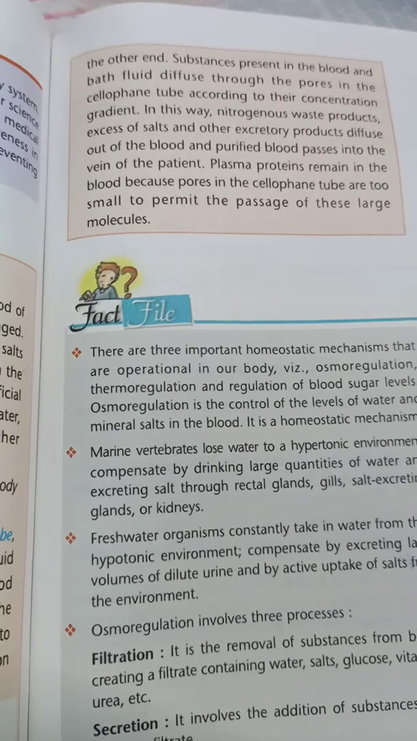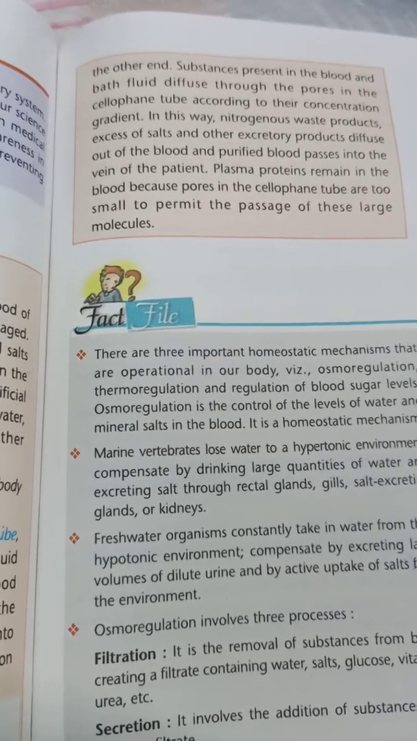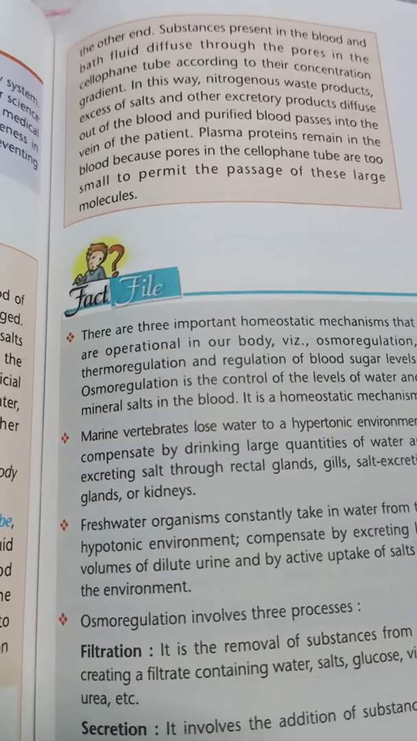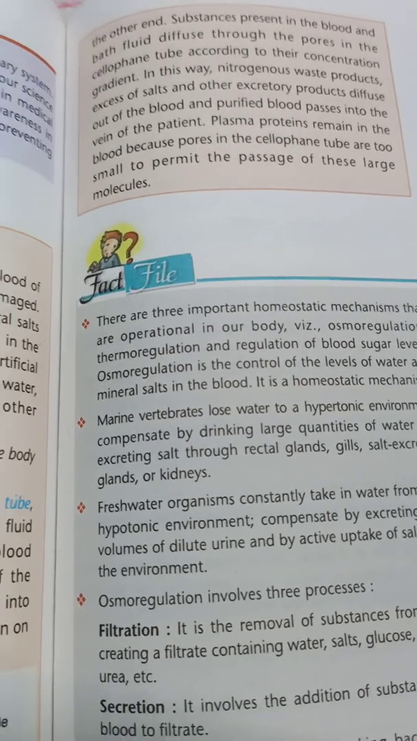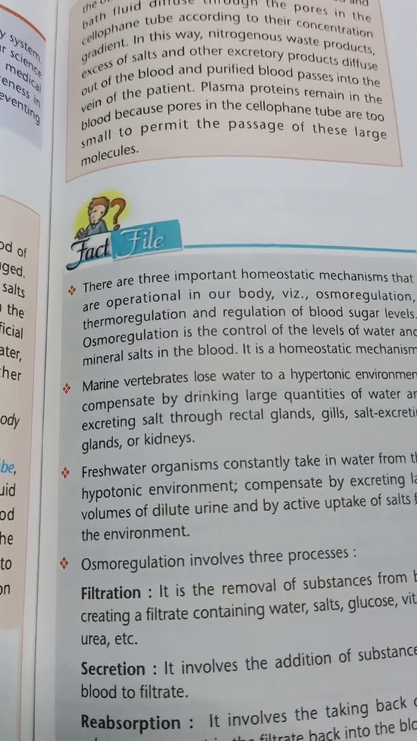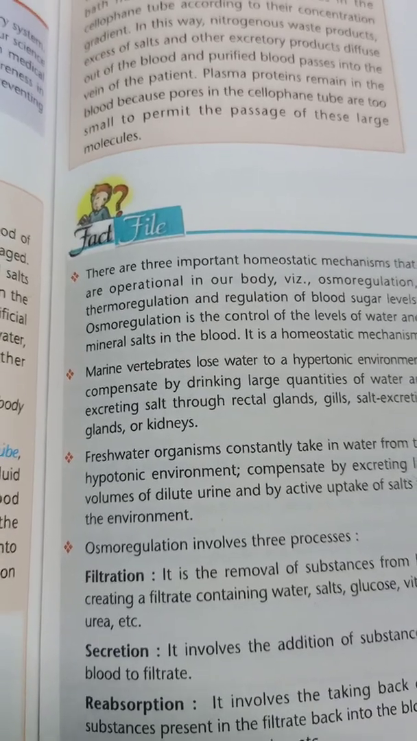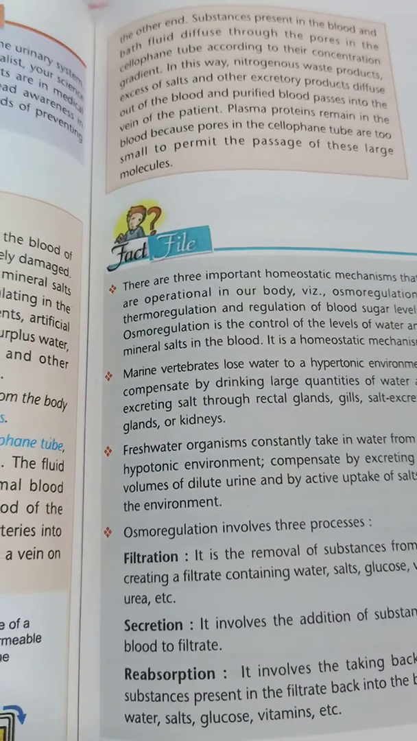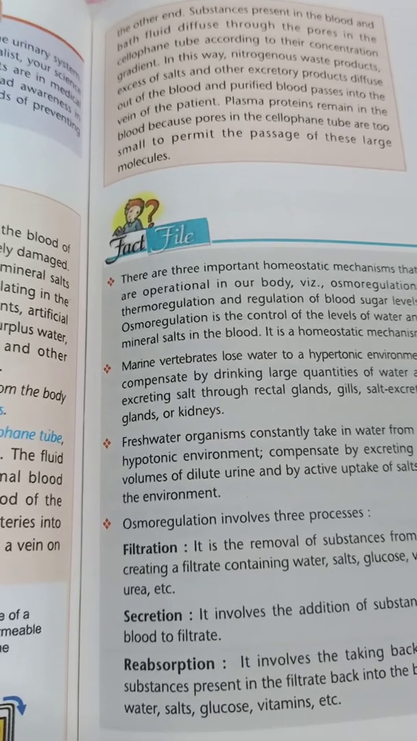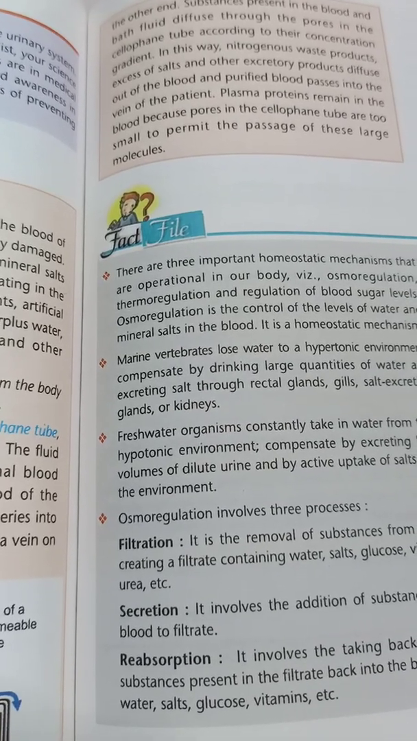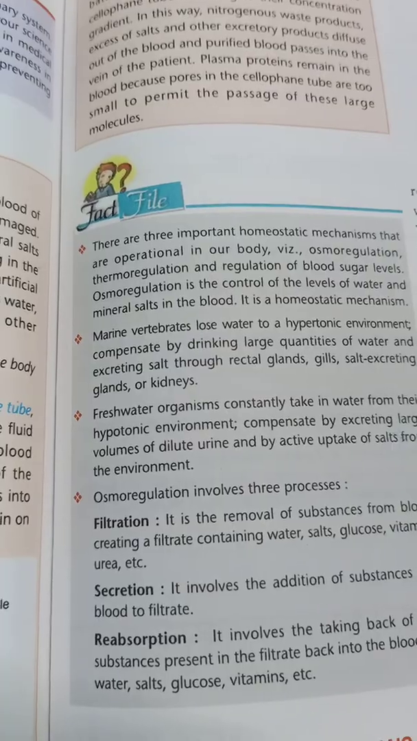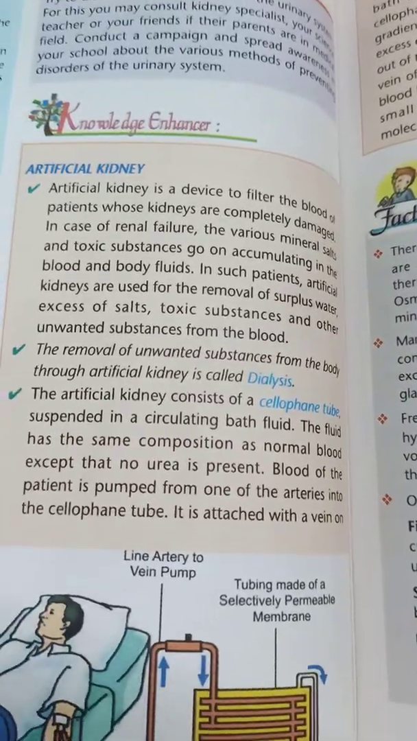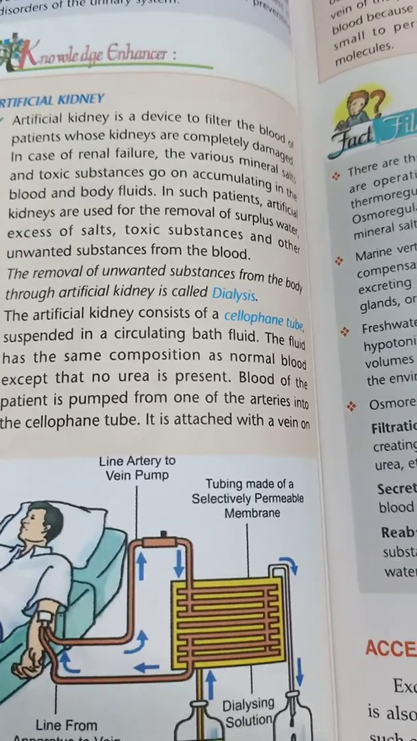Now, plasma proteins remain in the blood because the pores in the cellophane tube are too small to permit the passage of these large molecules. Now, this whole process is the process of dialysis. This is how dialysis takes place, and it is necessary because if the kidney of the patient does not work properly, in that case one has to undergo the process of dialysis.